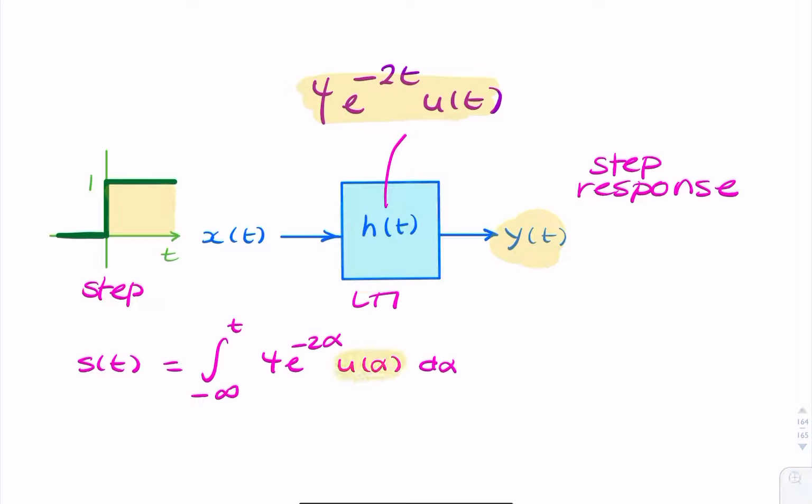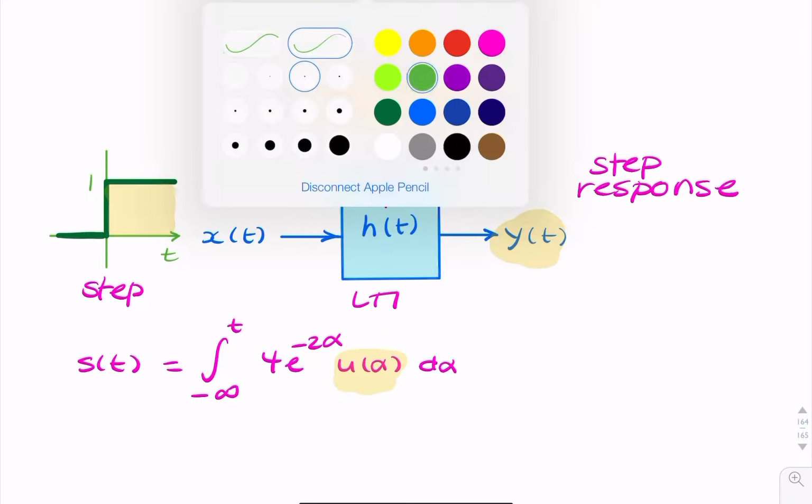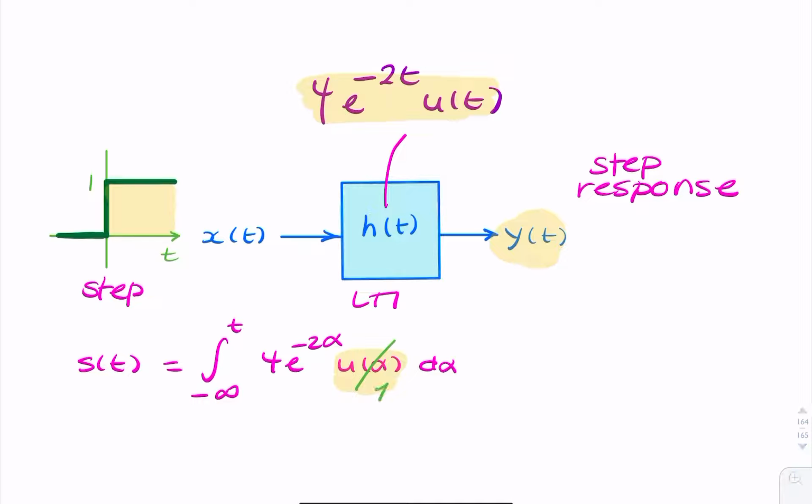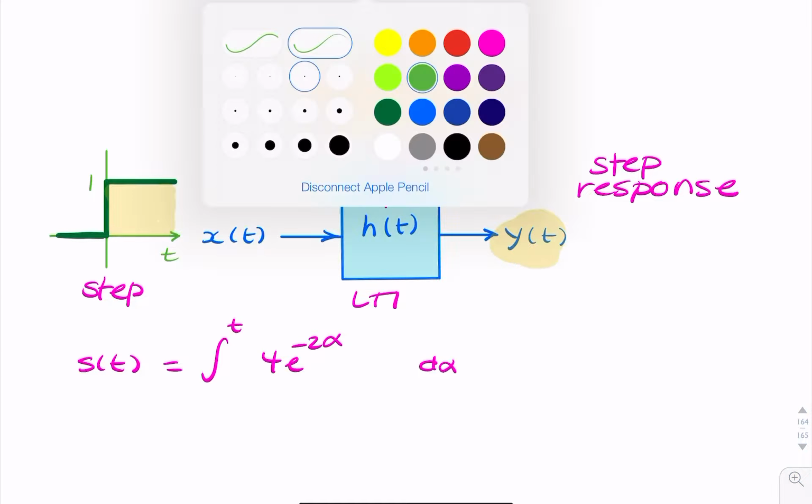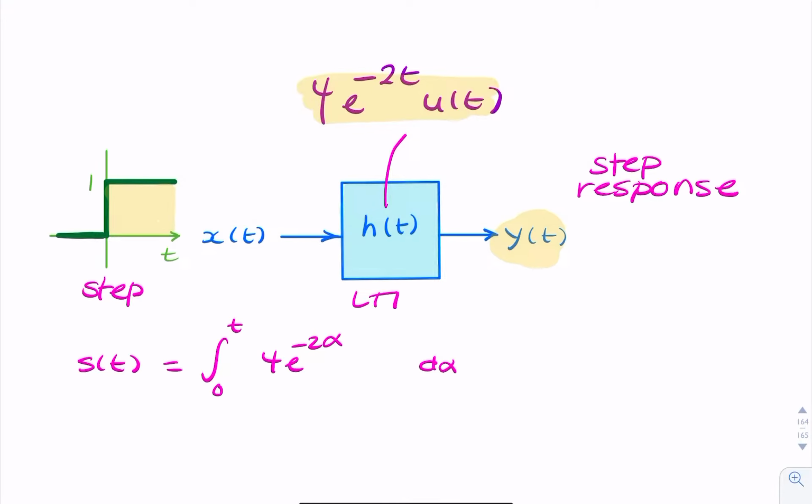Now remember, whenever you see a unit step in an integration, we can just simply replace it by its equivalent value, 1, and then replace the relevant limit. So in this case, the limit would be 0, because our unit step starts at 0. So this is my u of alpha. I might as well simply replace the unit step with 1 and change my lower limit. So now it's a much easier question.